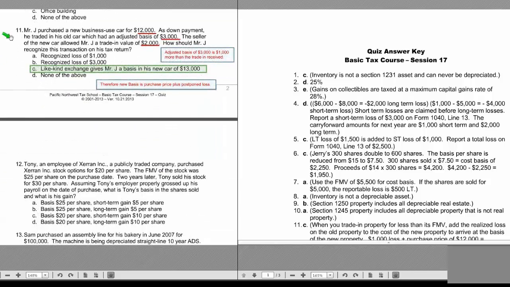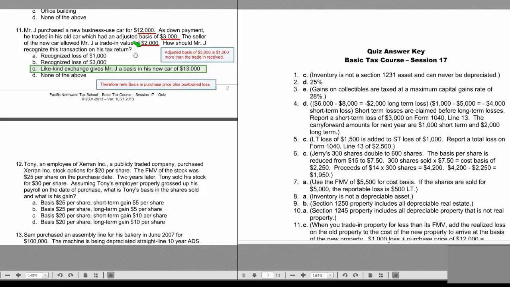Question number 11. Mr. J purchased a new business use car for $12,000. As down payment, he traded in his old car, which had an adjusted basis of $3,000. The seller of the new car allowed Mr. J a trade-in value of $2,000. So how should Mr. J recognize this transaction on his tax return? Well, this is going to be a like-kind exchange. You trade in one car for another car, that makes it a like-kind exchange. One type of property for property of the same class. Then we're looking at how do we determine cost basis. Well, his adjusted basis in the old car is $3,000. And he's being given a $2,000 trade-in on that car.